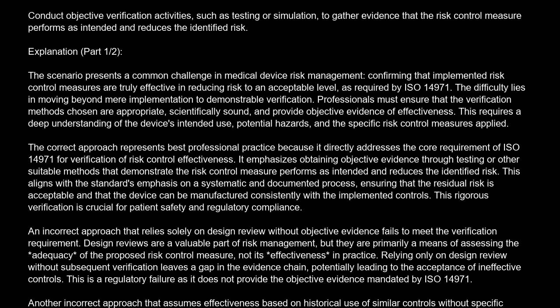An incorrect approach that relies solely on design review without objective evidence fails to meet the verification requirement. Design reviews are a valuable part of risk management, but they are primarily a means of assessing the adequacy of the proposed risk control measure, not its effectiveness in practice. Relying only on design review without subsequent verification leaves a gap in the evidence chain, potentially leading to the acceptance of ineffective controls. This is a regulatory failure, as it does not provide the objective evidence mandated by ISO 14971.